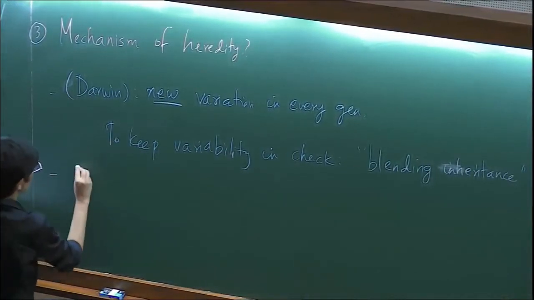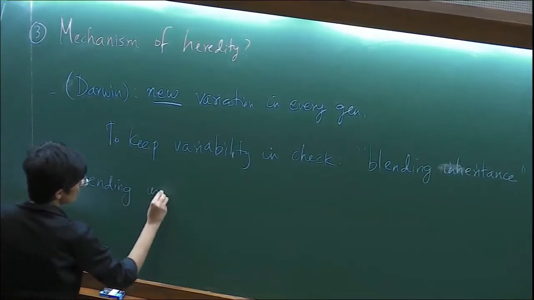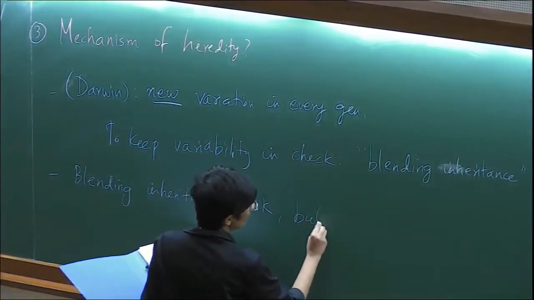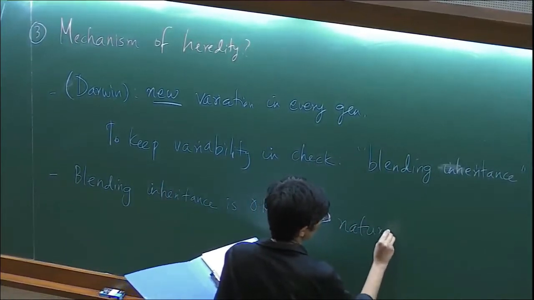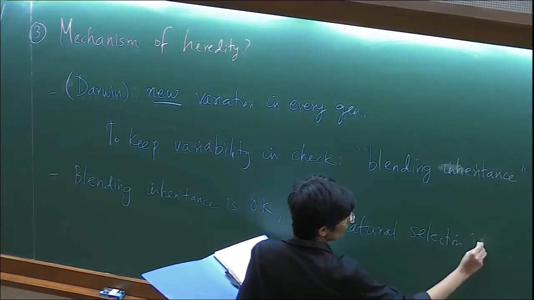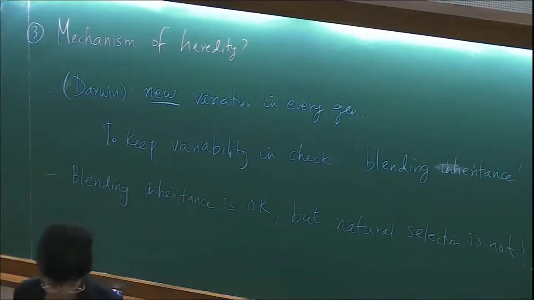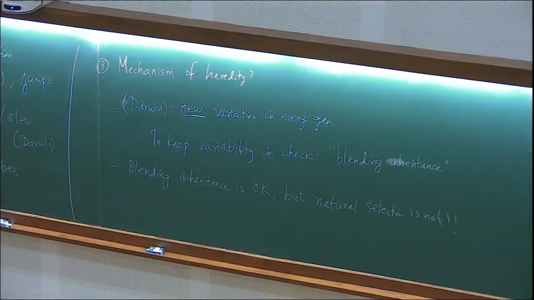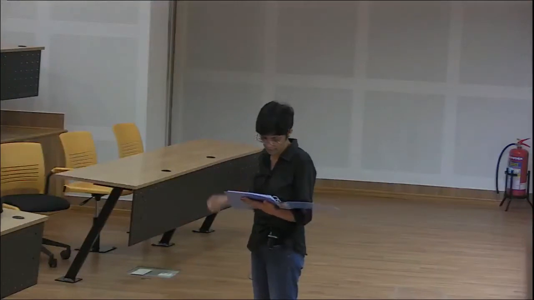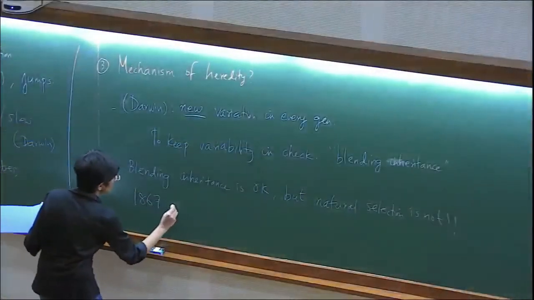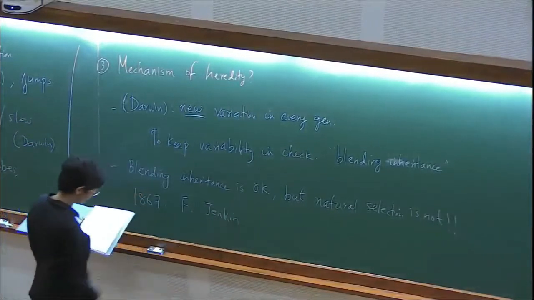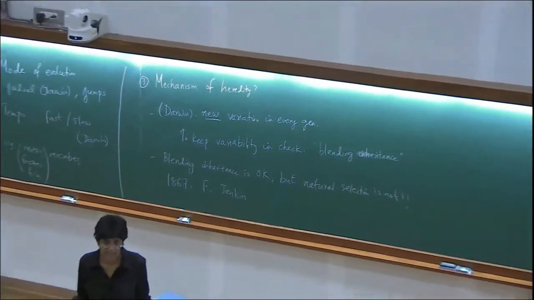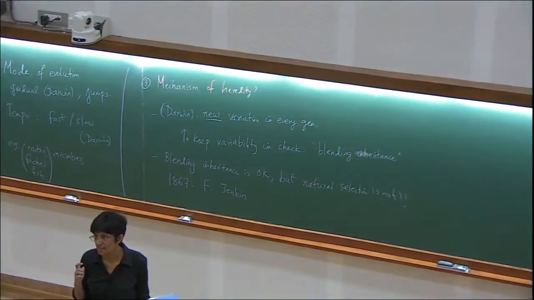So people accepted that blending inheritance is okay as a mechanism for heredity, but natural selection is not. That's kind of strange, right? Okay, so I'll just read out to you a passage, a famous passage by this guy called Fleming Jenkin. He was an engineer, and people used to do all kinds of things at that time. So he gave this famous argument in 1867, and let me read it to you. He is arguing that blending inheritance is how heredity works, but natural selection is not the driver of evolution. So he's illustrating this by this little example.